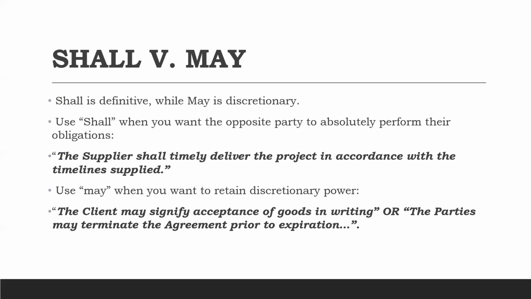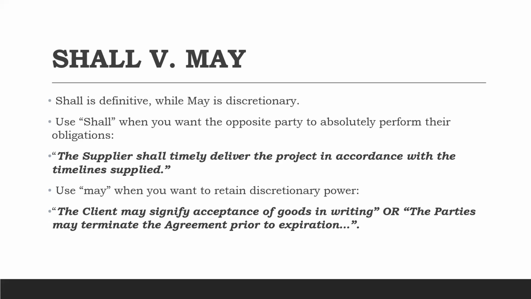May is discretionary. So consider the example, the client may signify acceptance of goods in writing, or the parties may terminate the agreement prior to expiration. So again, the usage of the term may signifies a discretion on the part of the client or the parties, and it's not a binding obligation. So the client does not have to signify acceptance of goods in writing. Neither do the parties have to terminate the agreement prior to expiration. So again, usage of shall versus may depends upon which party you are representing.